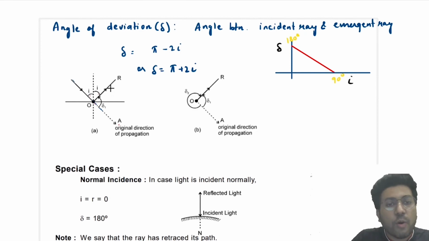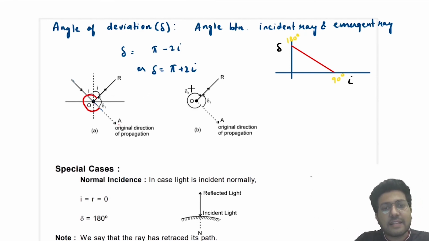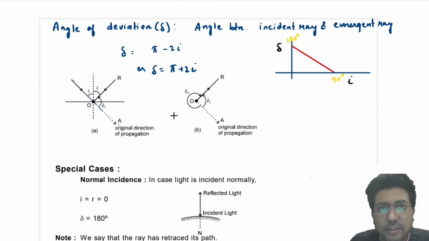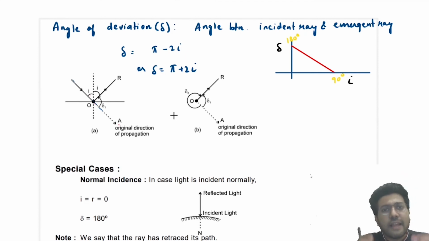Sometimes we also take the larger of the two angles. In that case, deviation can be written as pi plus 2i. So in case you have a more than one option correct question, you will have to check whether they have given the answer in terms of pi minus 2i or pi plus 2i. Both will be correct, because the definition of angle of deviation does not mention which angle you have to take. So you can take the smaller of the two angles or the larger of the two angles.